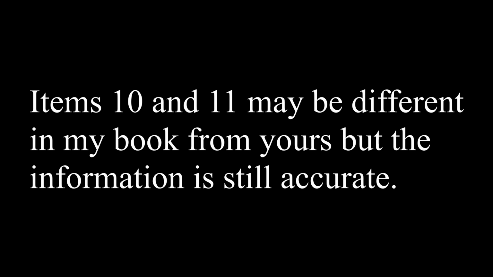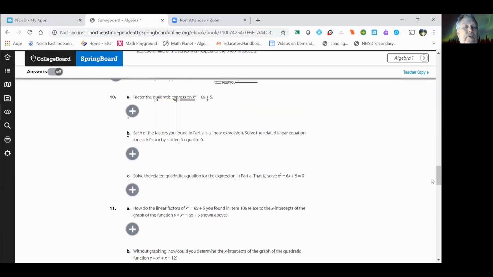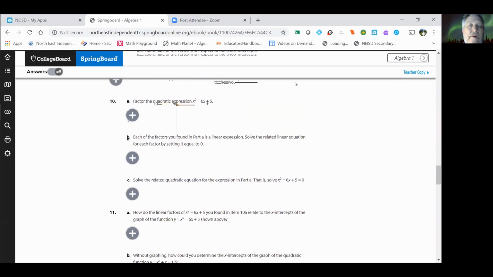Item number 10. Factor the quadratic expression x squared minus 6x plus 5. So we're going to go ahead and factor that. It's going to be x squared minus 6x plus 5. And we'll go ahead and we'll try to factor this.